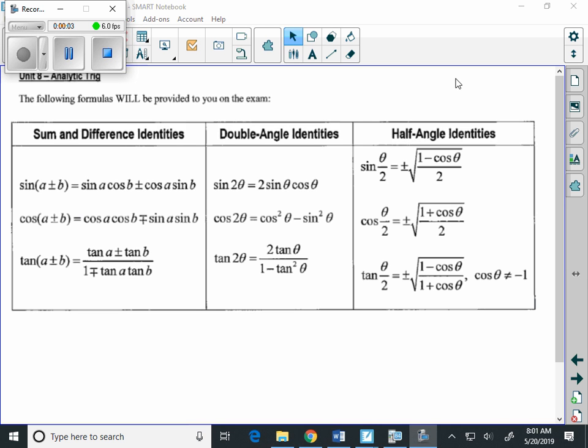Analytic trig. These formulas will be provided to you on the exam, either on a yellow laminated paper or a blue laminated paper, I believe. But this is what we're going to use for this section.